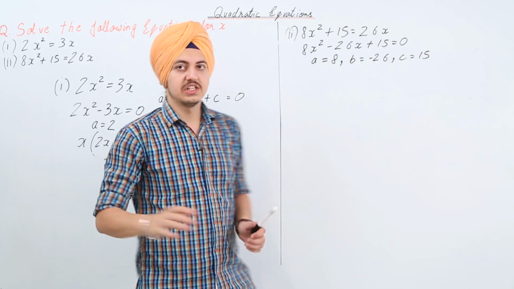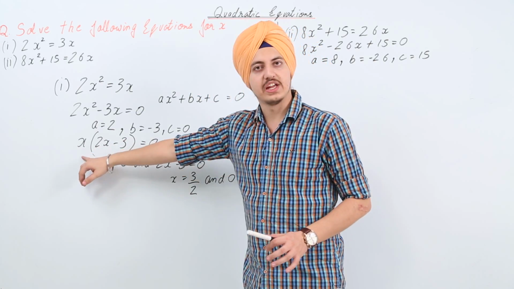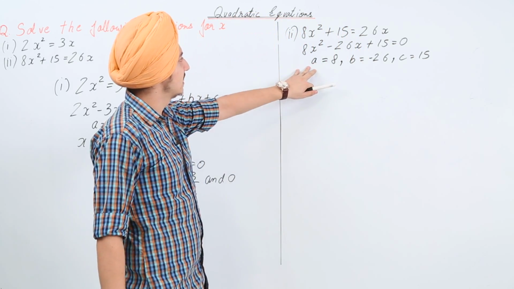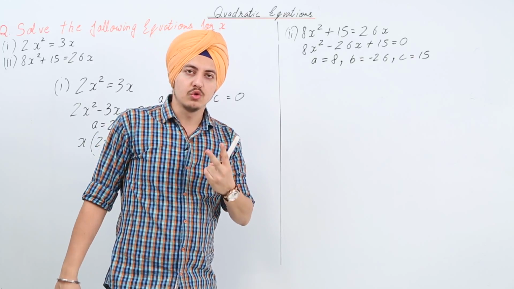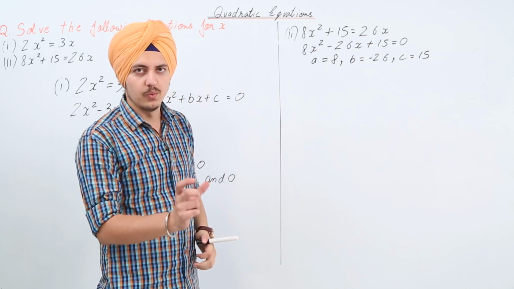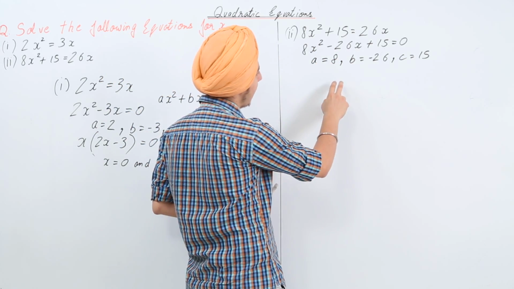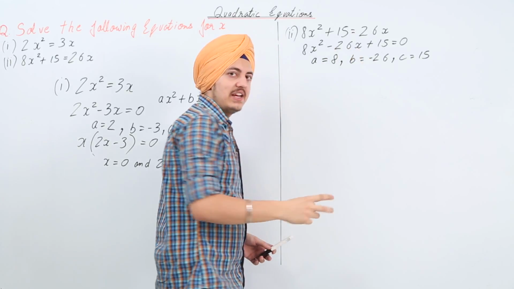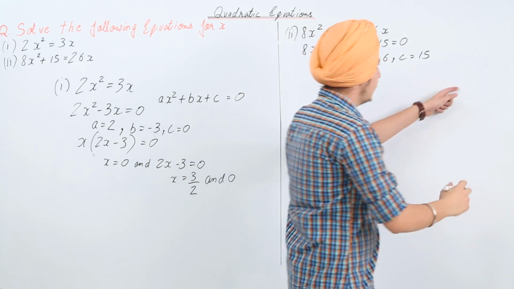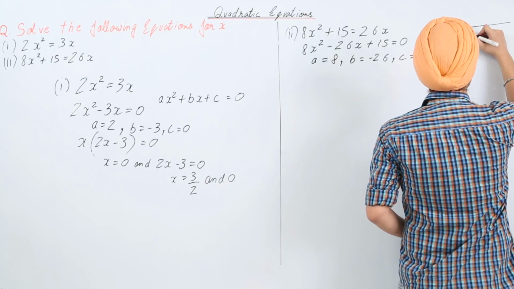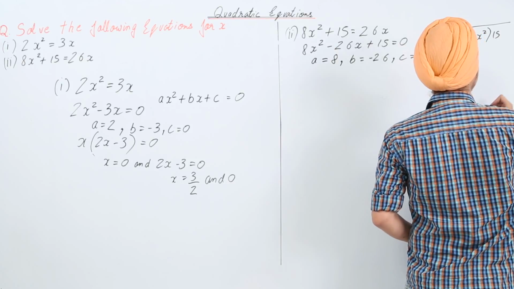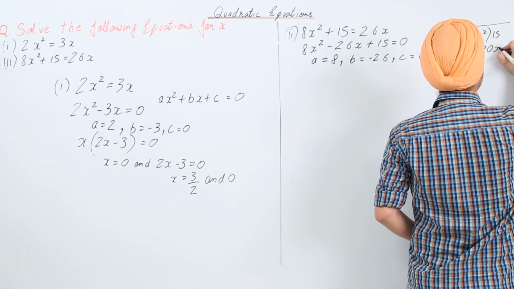Now the first question was very simple because we could take x common and the zero product form is reached. But in this question, we have to split the middle term into two terms and then take common. We have to split the middle term in such a way that if we add those two terms, we get the middle term, and if we multiply those two terms, we get the product of 8x square and 15. So in rough, I am calculating 8x square multiplied by 15, which is 120x square.